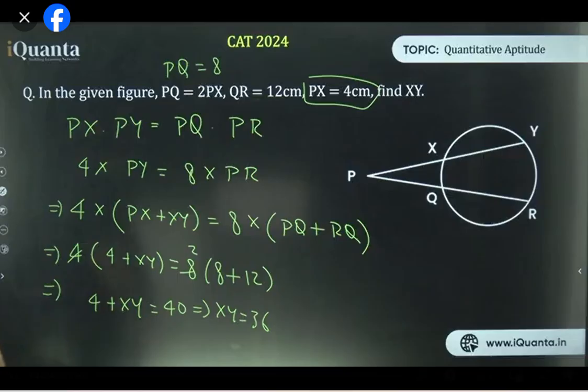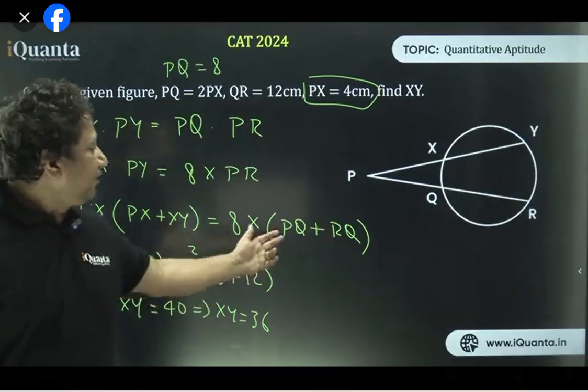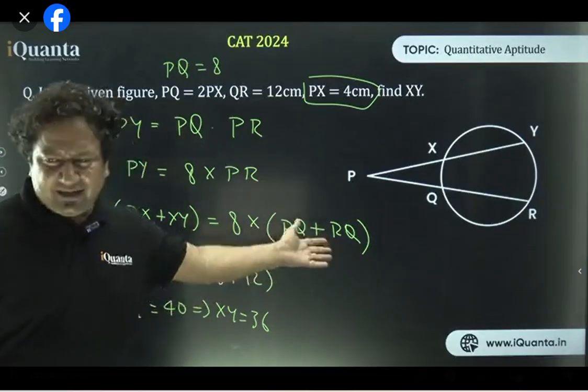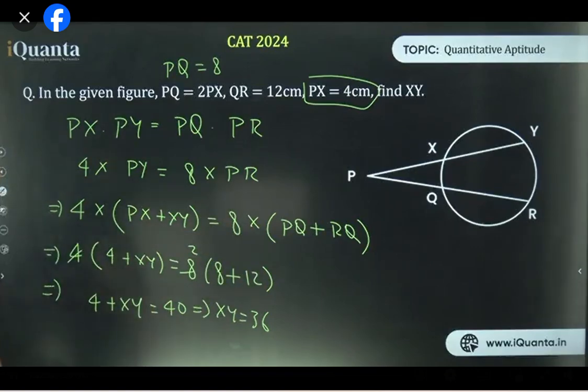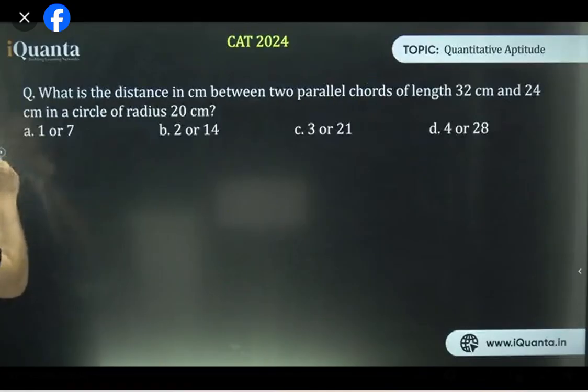Yeah, PR is 20, Yash. That's what I noted over here. PQ plus RQ, just to make you understand, I just expanded that so that people don't get confused. Okay, Yash. Yeah, simple. There's nothing new in this question.